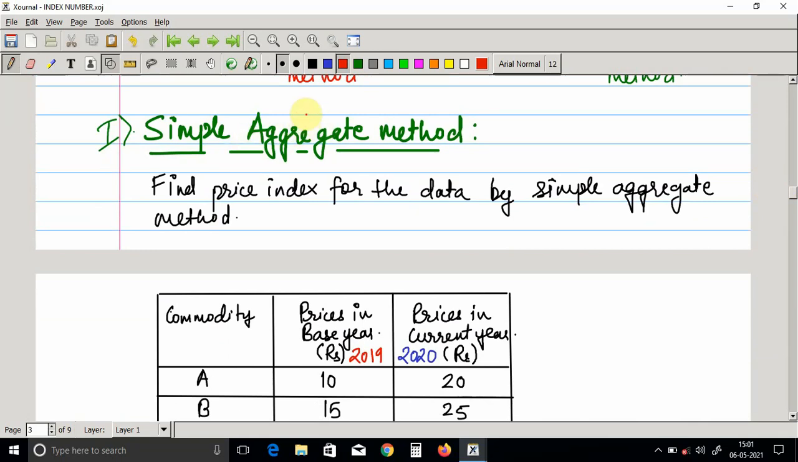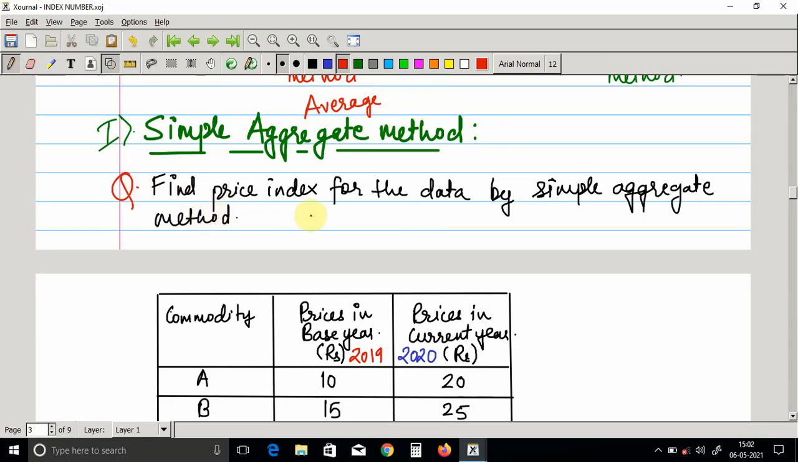Simple aggregate means you have to find the average, or rather, no need to find the average, but it is the average where n is cancelling. So you have to find the sum of all the prices here and then take a relative comparison. Okay, let's see. This is the question.